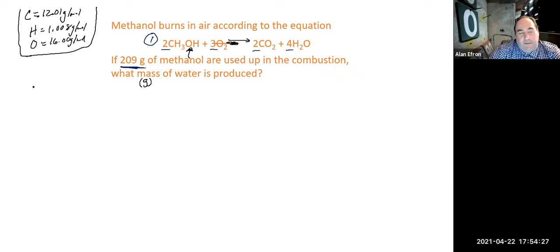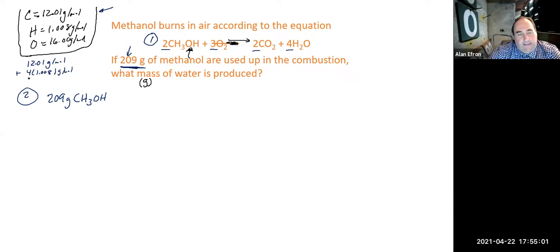The next thing that you want to do is take whatever they gave you, which in this case is the 209 grams of methanol, and you want to convert it to moles. So obviously, in order to convert it to moles, we do need to figure out the molar mass of methanol, hence why we have our periodic table information over here. So methanol is 1 carbon at 12.01. It is 4 hydrogens at 1.008. And it is, looks like 1 oxygen at 16 grams per mole.